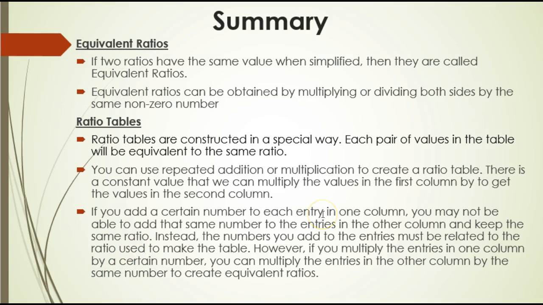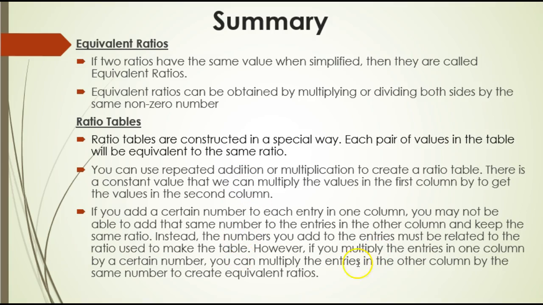To sum things up, equivalent ratios. If 2 ratios have the same value when simplified, then they are called equivalent ratios. Equivalent ratios can be obtained by multiplying or dividing both sides by the same non-zero number. Ratio tables. Ratio tables are constructed in a special way. Each pair of values in the table will be equivalent to the same ratio.